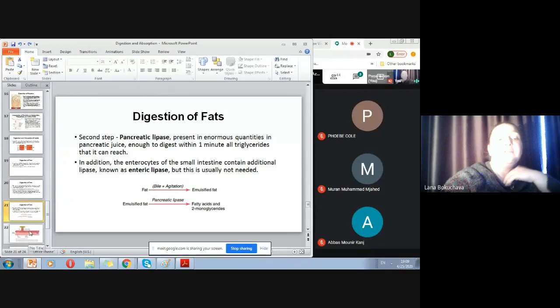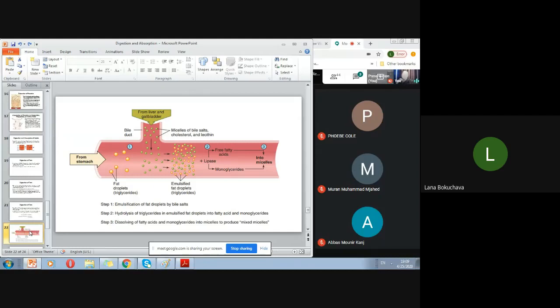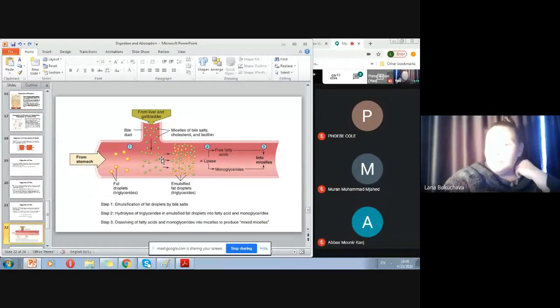As a result, what you see here is a schematic representation of the steps. So a portion of the fat and the part of the bile. As a result, you can see the smaller lipid droplets, and only after that we do have the hydrolysis with the help of the lipase.